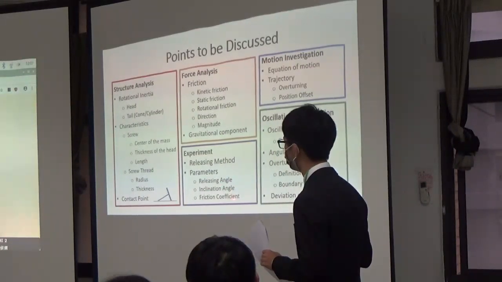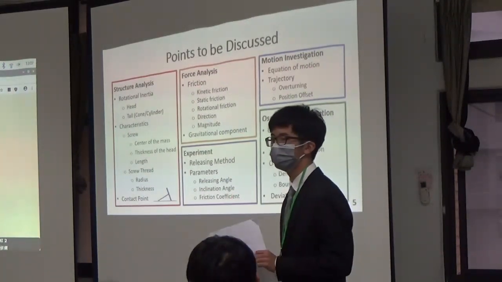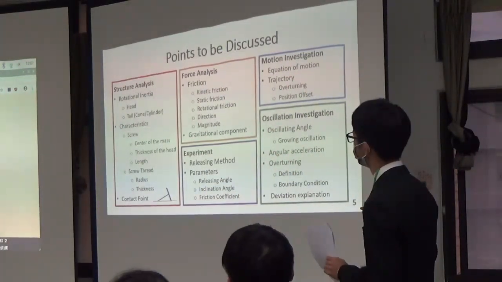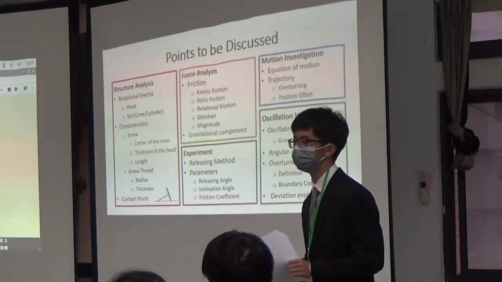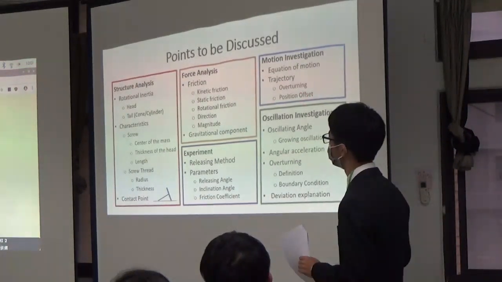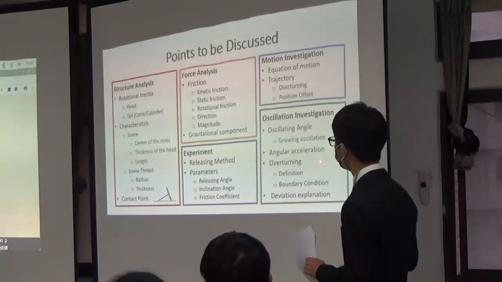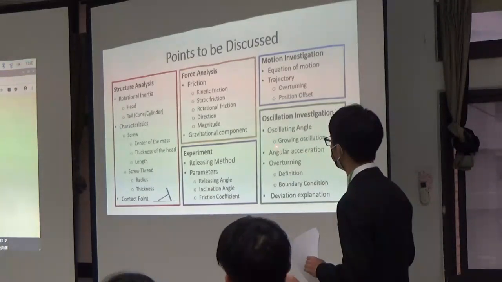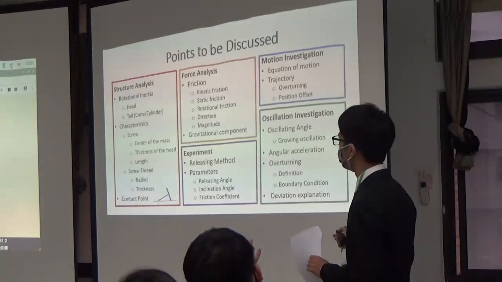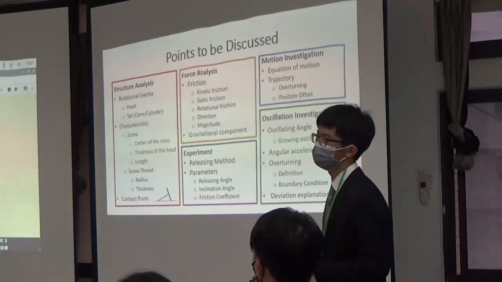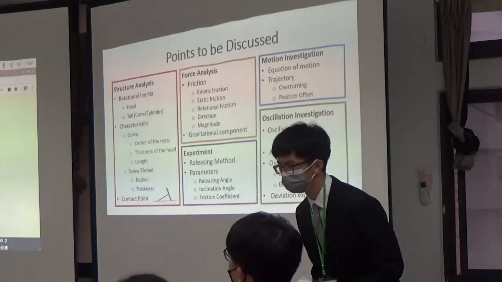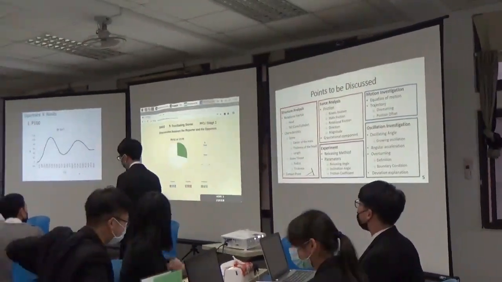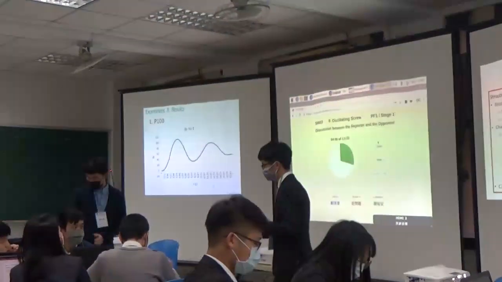And I'm going to discuss 3 different parameters: releasing angle, inclination angle, and friction coefficient. And in the motion investigation, I'm going to discuss the trajectory of the screw. How will the overturning situation change the trajectory? And in the oscillation investigation part, I'm going to discuss the angular acceleration and the phenomenon of overturning, which may be a boundary limit of this phenomenon. Thank you. So you mentioned that there are three different parameters that will affect the oscillation.